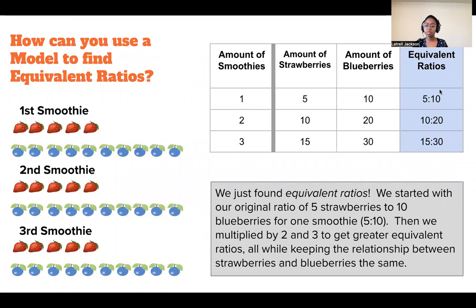What did we do? We multiplied by 2, multiplied by 3. But when we reduced it, each one of them reduced down to 5 to 10. So what can we do to 10 to 20 to get 5 to 10? We can divide by 2. And what can we do to the ratio of 15 to 30 to get 5 to 10? We can divide by 3. 15 divided by 3 is 5, 30 divided by 3 is 10, 10 divided by 2 is 5, and 20 divided by 2 is 10. So that is the definition of an equivalent ratio.